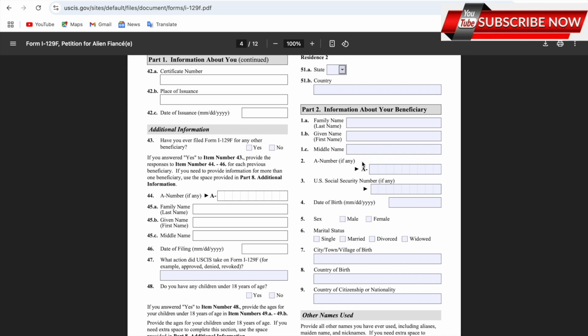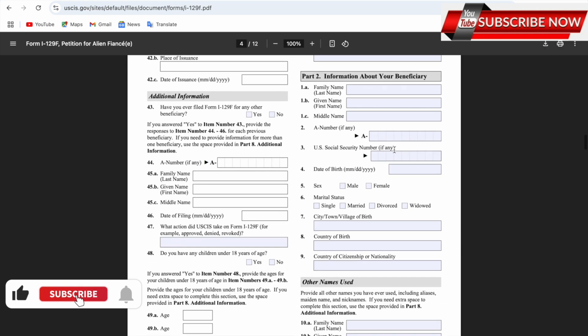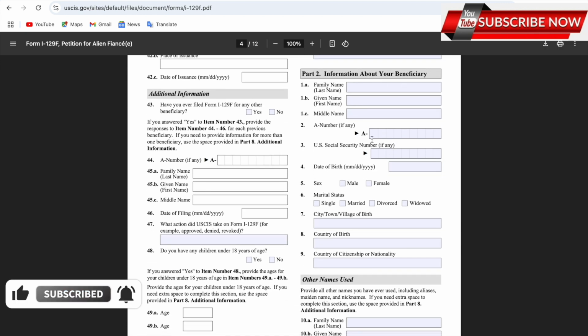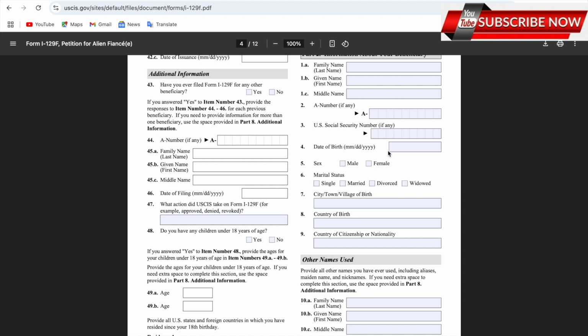And it says Part 2, that's information about your beneficiary. So you put in that information about your beneficiary over here, their last name, first name, middle name if they have one. Since your beneficiary doesn't have an alien number, you leave this place blank. It's optional. For social security, no, they don't have it. Date of birth, you put their date of birth there. Their sex, are they male or female, you put it there. Their marital status, you select one of them.